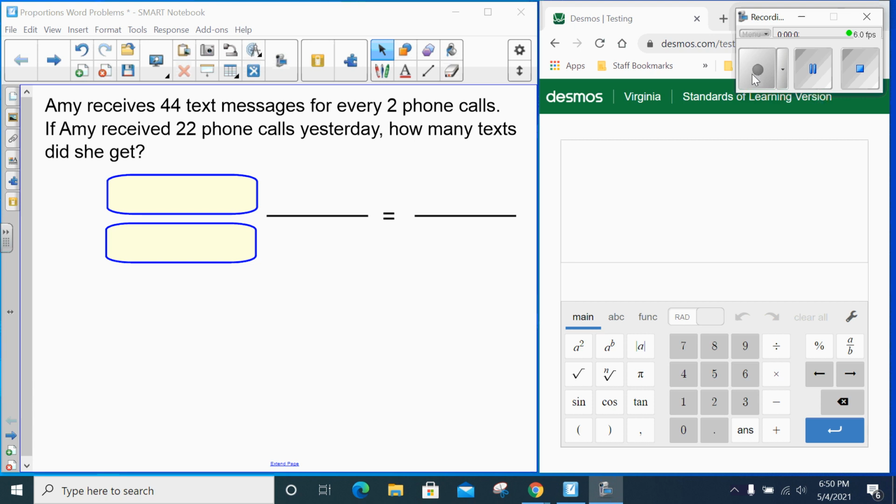In this video, we're going to do a couple proportions word problems. So remember, a proportion is just a statement with two equal ratios in it. And remember, a ratio is just a comparison of two things. So when we read our word problems that we'll solve with proportions, we're looking for two different units or two different things that are being compared.